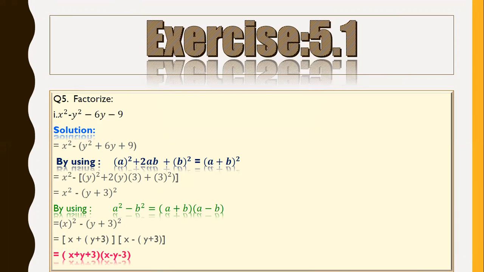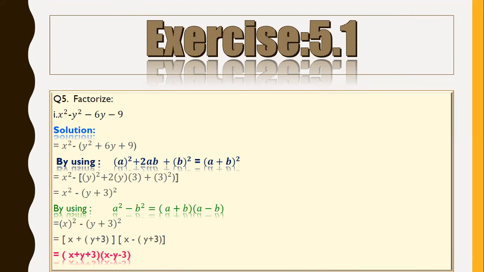It means that we will apply here a plus b whole square. Y square is the square of y and 9 is the square of 3. Y square plus 2y into 3 plus 3 square, and this is equal to a plus b whole square. In our question, a is y and b is 3. So we write y plus 3 whole square. Now clearly the question becomes in the form of a square minus b square.